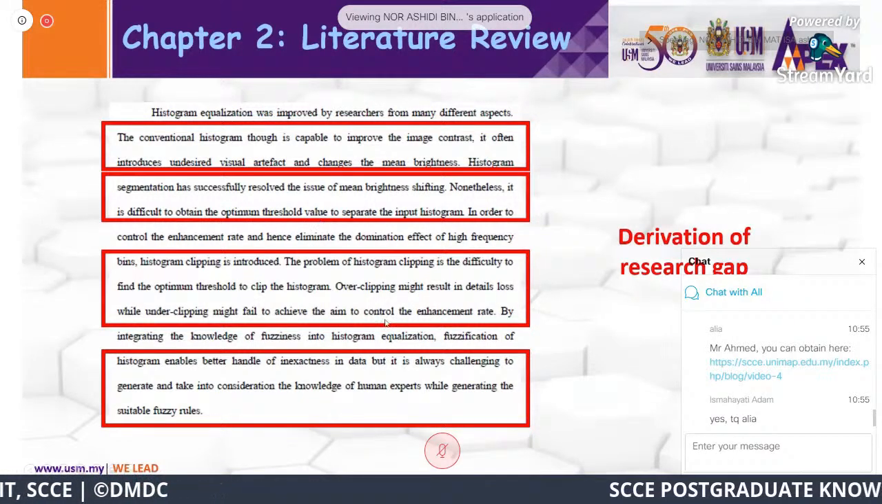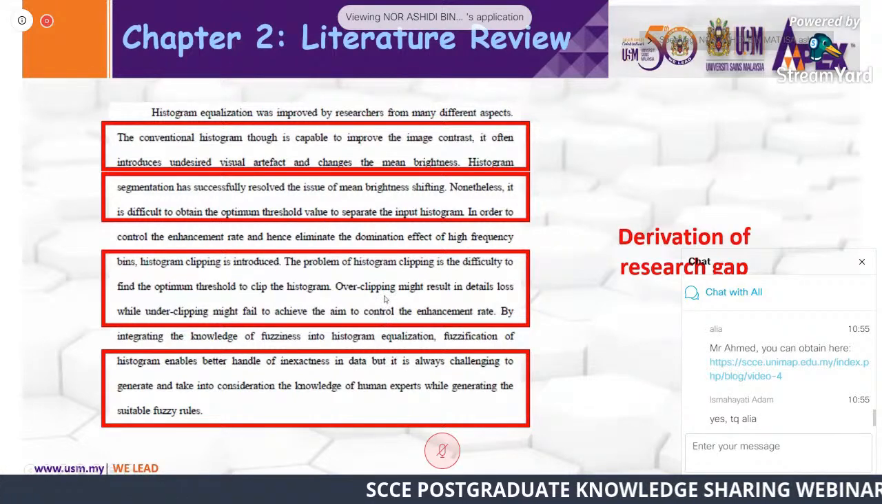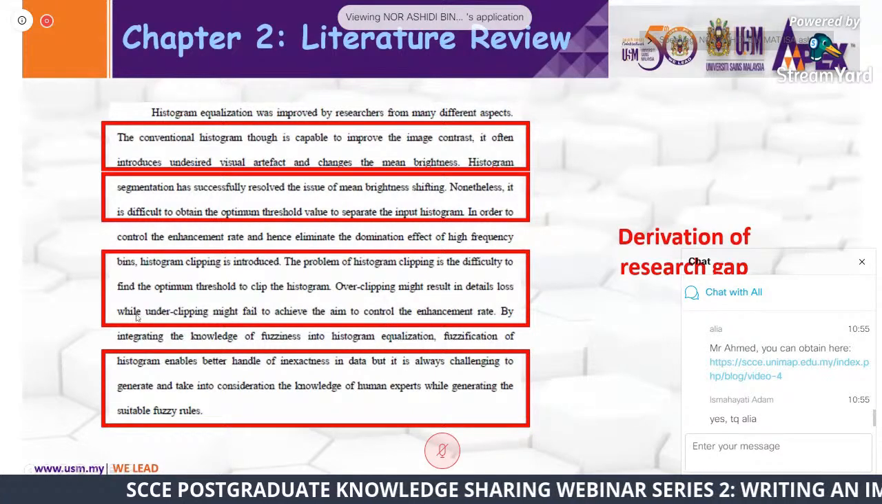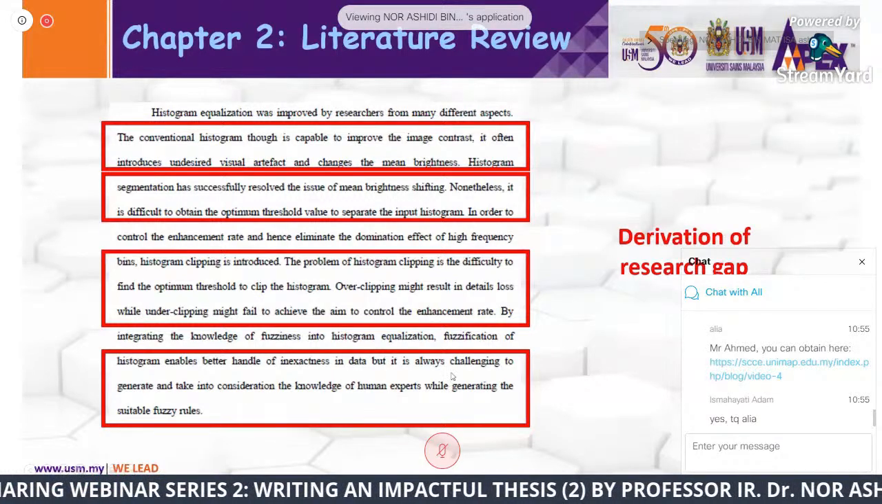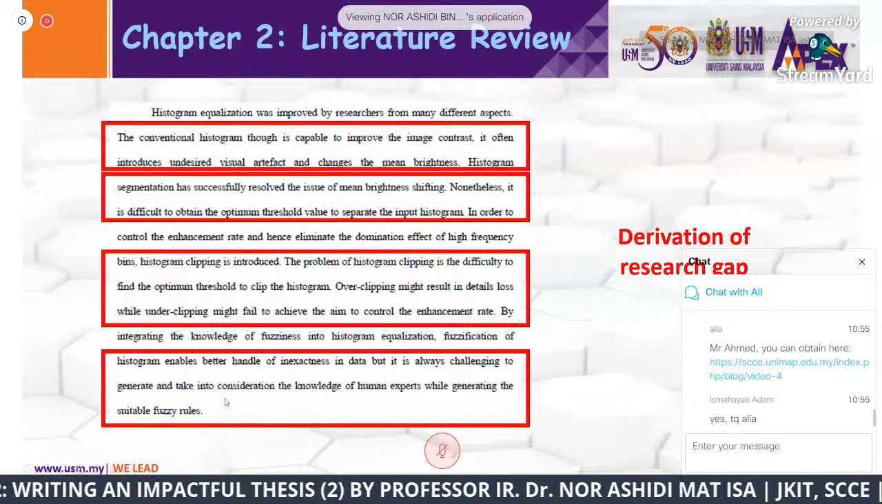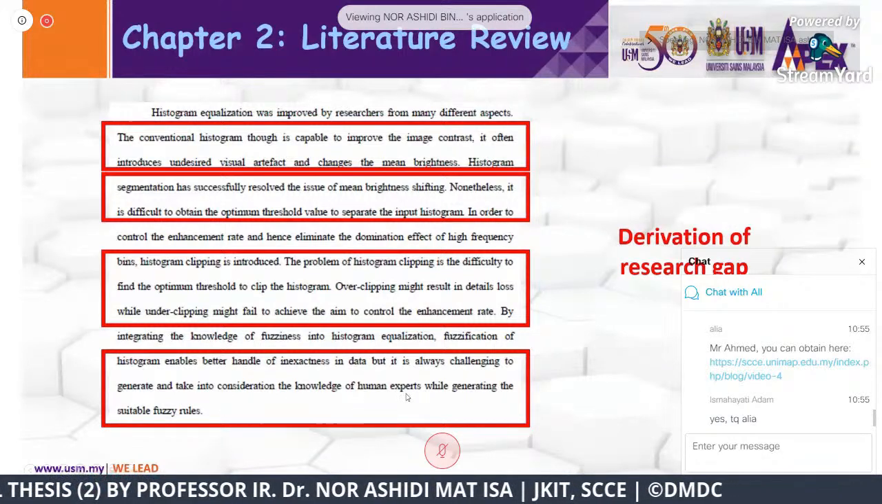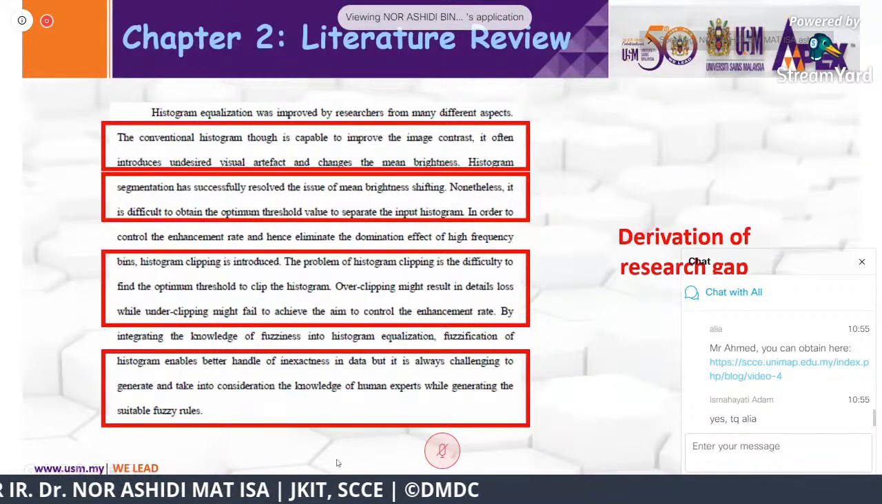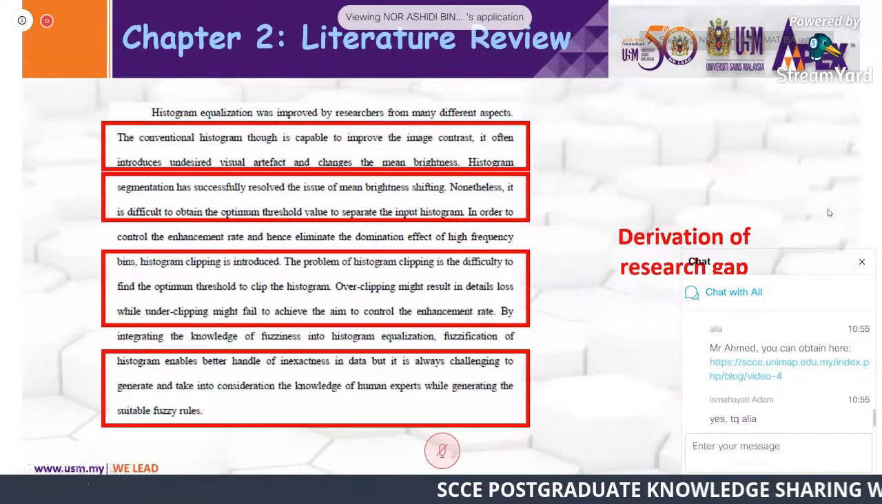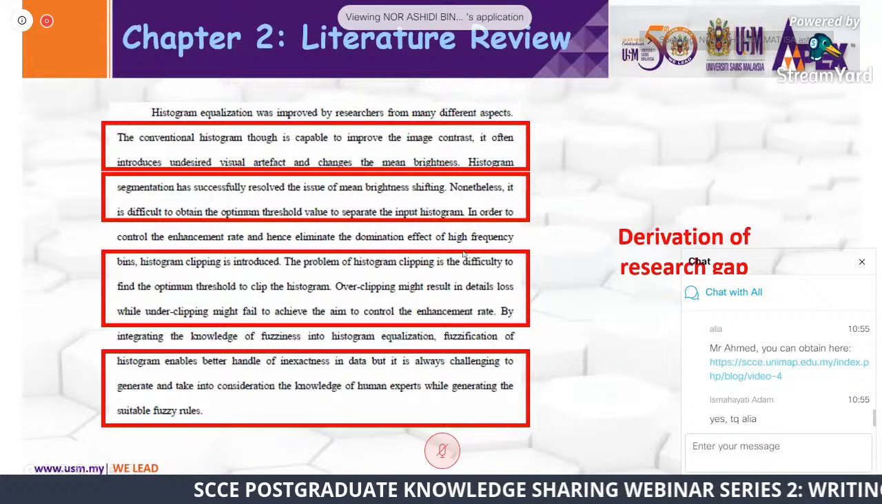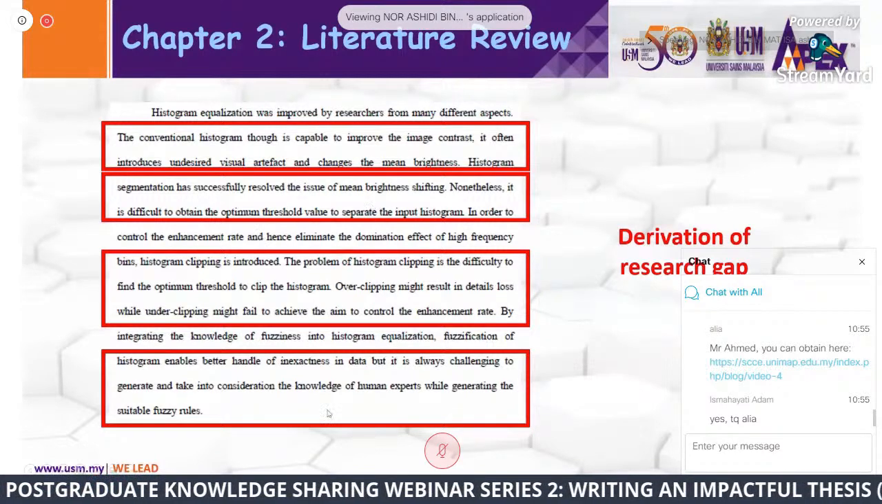Another problem, overclipping might result in detail loss. Another problem, it's always challenging to generate and take into consideration the knowledge of a human expert. 1, 2, 3, 4. These are the 4 problems to be addressed by the student. And she managed to have one technique which can overcome these 4 common problems.